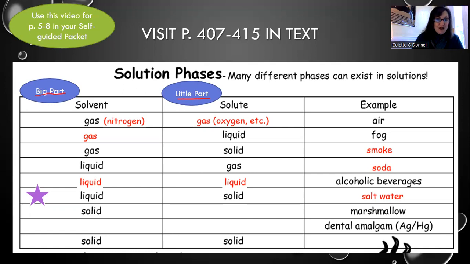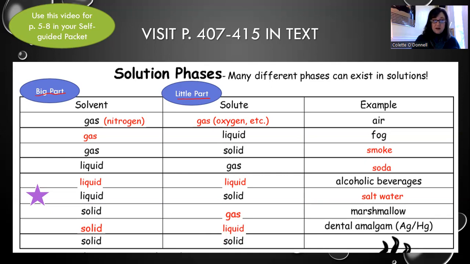Some less common ones would be things like marshmallows, which actually are solid sugar molecules with gas in them, right? So we've got our marshmallows. And then another unusual one would be an example of a dental amalgam. This is what they used to fill cavities with, a dental amalgam of silver and mercury. And if you recall, silver is actually a solid at room temperature, and mercury is a liquid at room temperature. So this is the rare example of a solid-liquid solution.